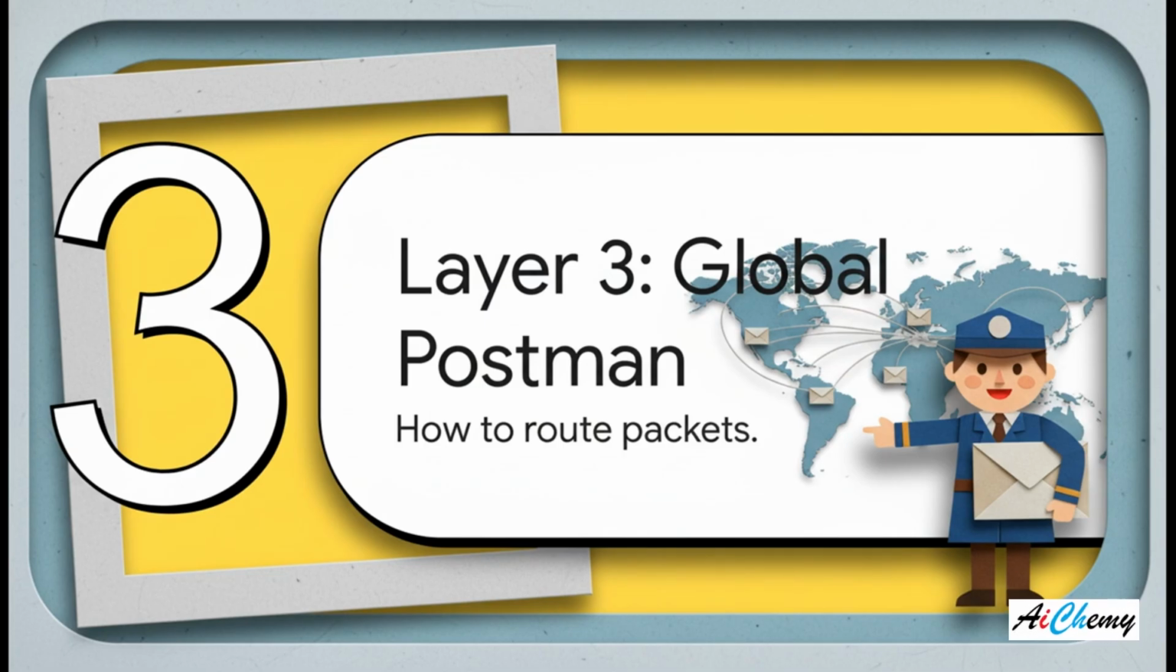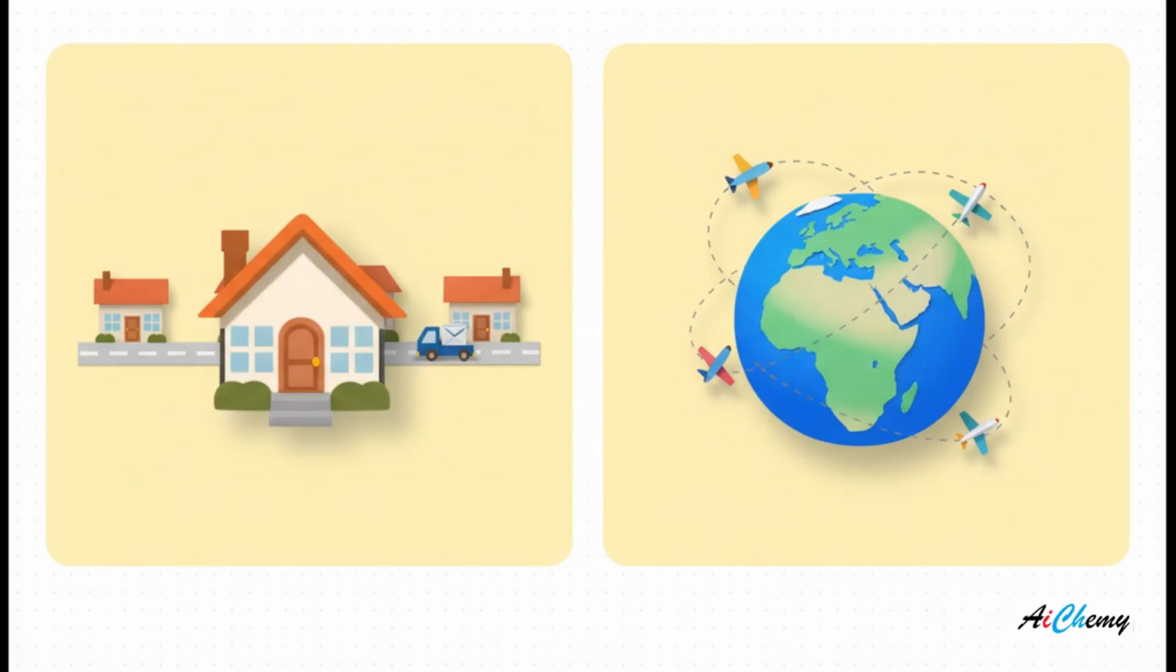So we've turned bits into frames, and now we're ready to leave the local neighborhood. This is where the internetwork part of the internet really comes alive, right here at Layer 3, the network layer. And this slide just nails the difference. If Layer 2 is the local mail carrier who knows every house on one street, Layer 3 is the entire global postal service. It uses logical IP addresses to route data packets across thousands of different networks to get them literally anywhere in the world.